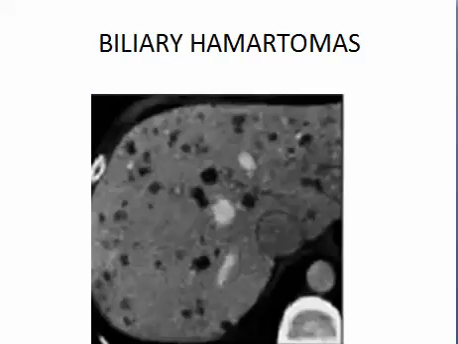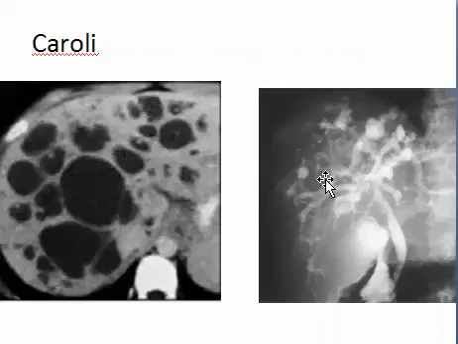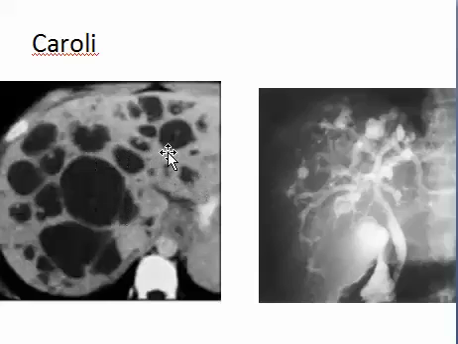This is the typical appearance of what we call biliary hamartomas. A sort of Caroli. Caroli usually is more dilated, more dilatations are seen, and Caroli on MRCP shows cystic dilatations along the ducts.